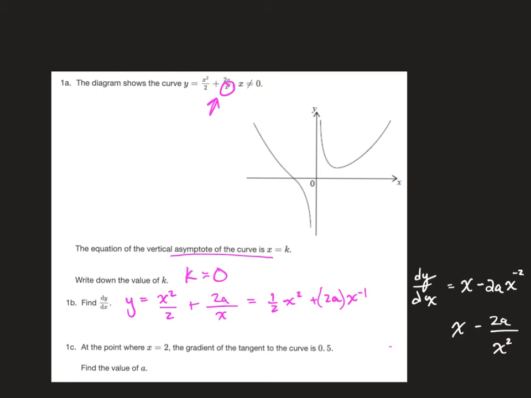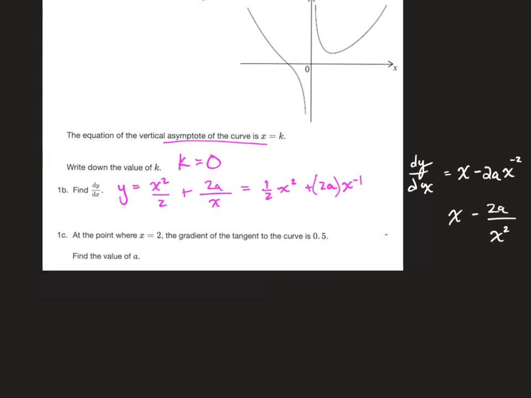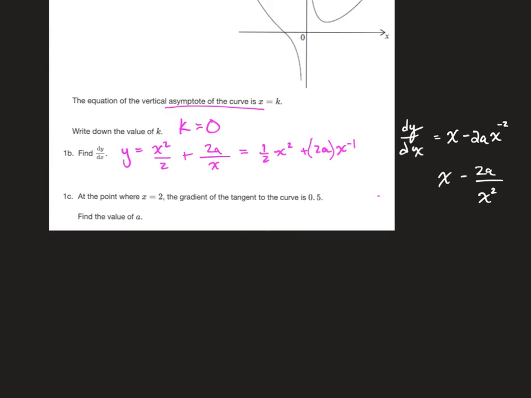Okay, then it says at the point where x equals 2, the gradient, or the slope of the tangent, is 1/2. Find the value of a. What that means is that if I plug in x equals 2, this is going to be 1/2. I'm plugging it into my derivative because the derivative at x equals 2 gives me the slope there.